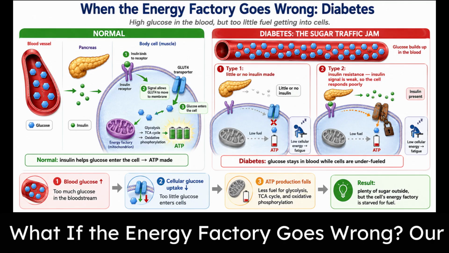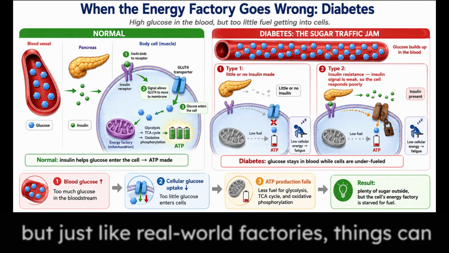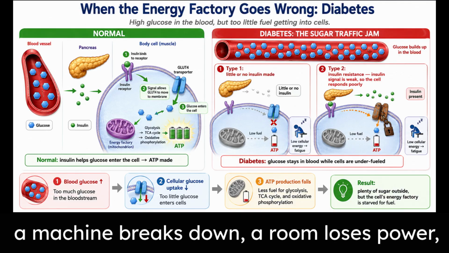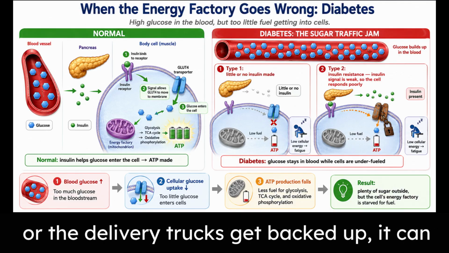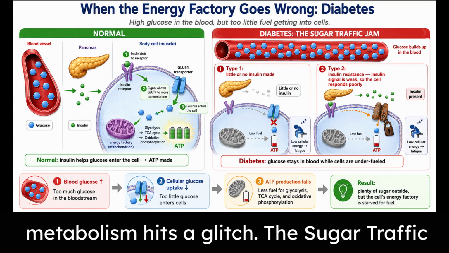What if the energy factory goes wrong? Our cellular power plants are incredibly efficient, but just like real-world factories, things can sometimes go wrong on the assembly line. If a machine breaks down, a room loses power, or the delivery trucks get backed up, it can cause serious problems for the entire body. Here is what happens when glucose metabolism hits a glitch.